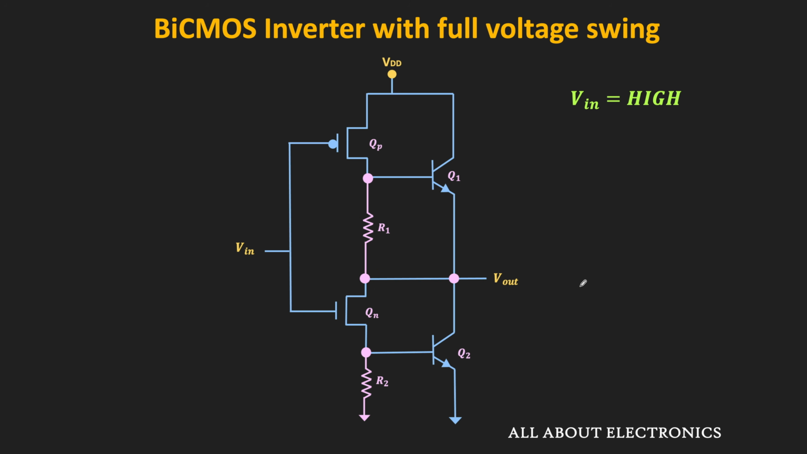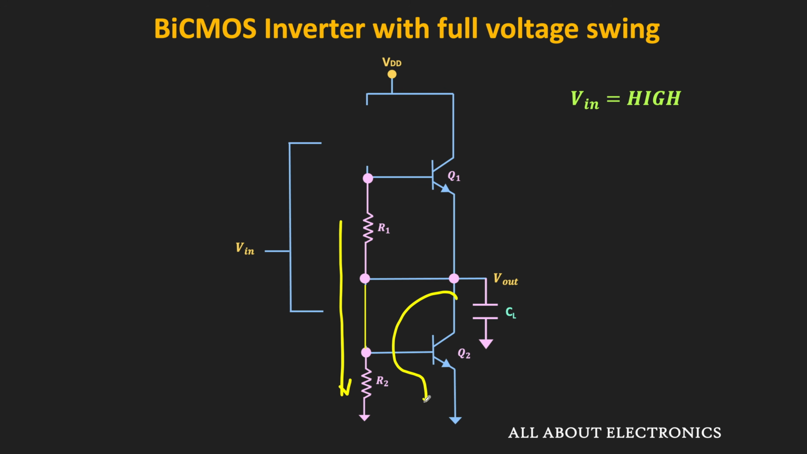Similarly, when the input is high, then this NMOS transistor will get turned on, while the PMOS transistor will remain in the off condition. So in this case, the base charge of the Q1 will be removed through this resistor R1 and the R2. On the other hand, if you see, then the voltage across this capacitive load will appear at the base of the Q2. So therefore, this Q2 will get turned on and it will offer the lower resistance path for discharging this capacitor.